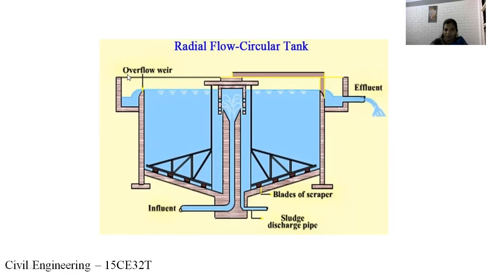Here the overflow weir is provided. Influent channel is provided at the center and effluent channel. This is the effluent channel. Here the blades of scrapers are provided. These are the raking arms. So these raking arms will be rotating. And whatever the sludge obtained will be taken out from the sludge discharge pipe. And whatever the clear water is obtained will be taken out from the effluent channel.